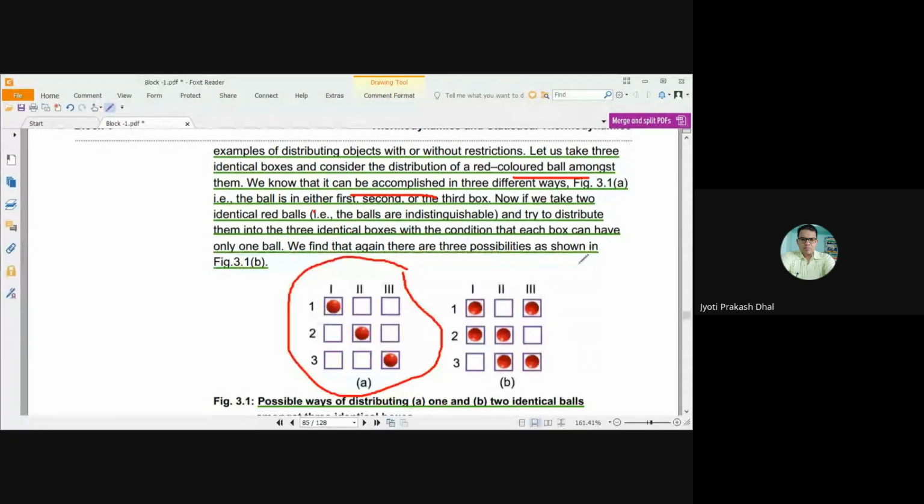So let us take three identical boxes and consider the distribution of a red colored ball.